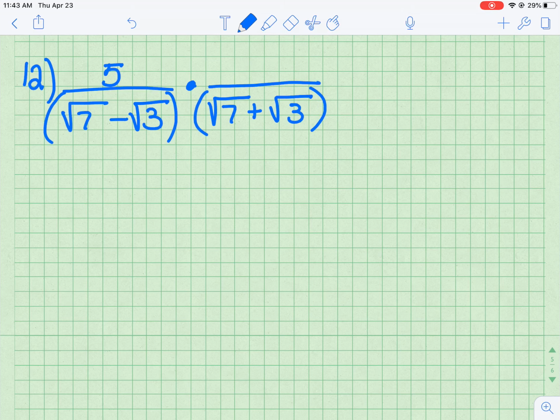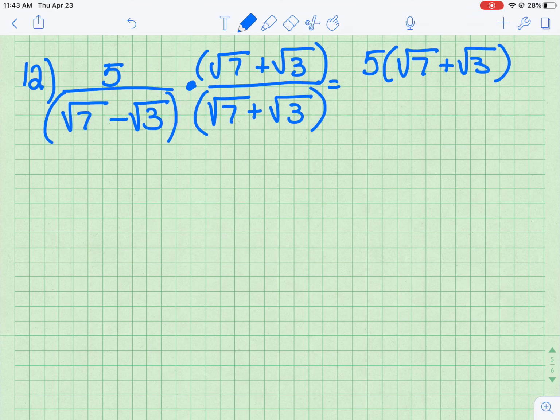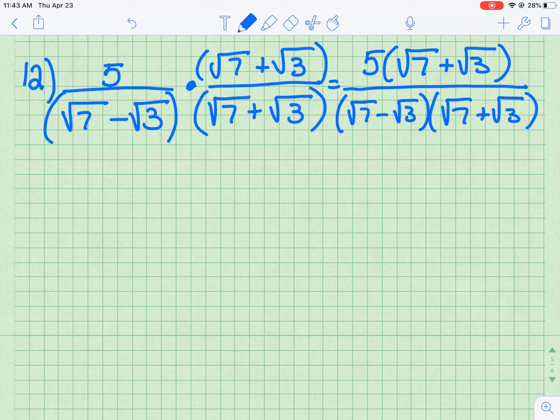Okay? Whatever I do to the denominator, I have to do to the numerator, or we've changed the problem and now it's not correct anymore. Okay? Our whole goal is not to change the value. We're just manipulating the numbers to work for us. So now what we have in the numerator is 5 parenthesis root 7 plus root 3. And what we have in the denominator is square root of 7 minus the square root of 3, close parenthesis, open parenthesis, square root of 7 plus the square root of 3, close parenthesis.